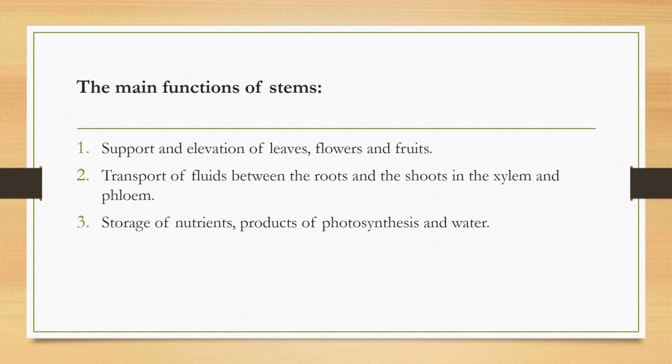Number 2, transport of fluids between the roots and the shoots in the xylem and phloem. If you don't know the xylem and phloem, they are 2 types of tissues in the stem. Okay, and they work as a conduit, as a vascular tissue, to transport the fluid throughout the different parts of the plant.